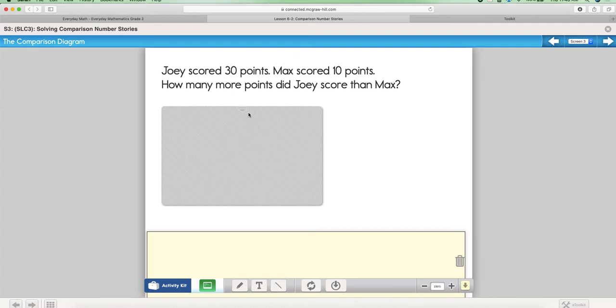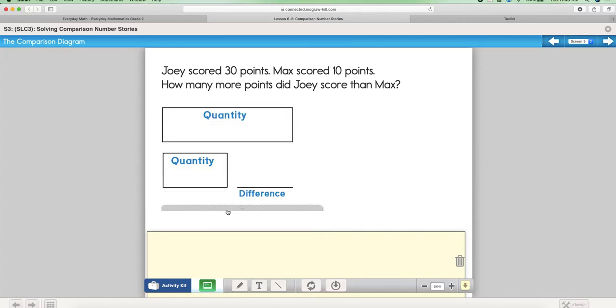Joey scored 30 points. Max scored 10 points. How many more points did Joey score than Max? So here is my quantity and difference diagram. Don't do anything yet on your board. Let's first of all figure out what information we're going to find first.